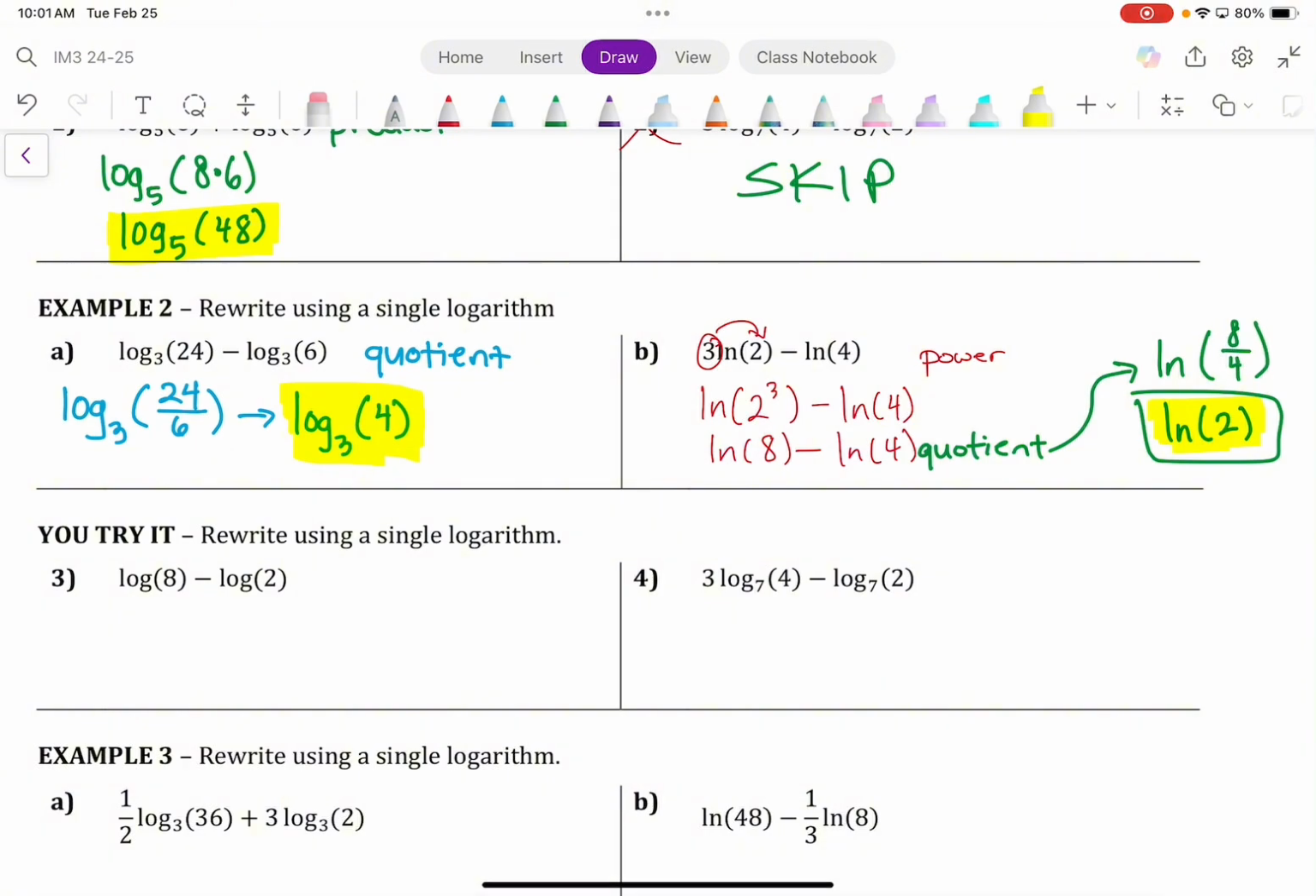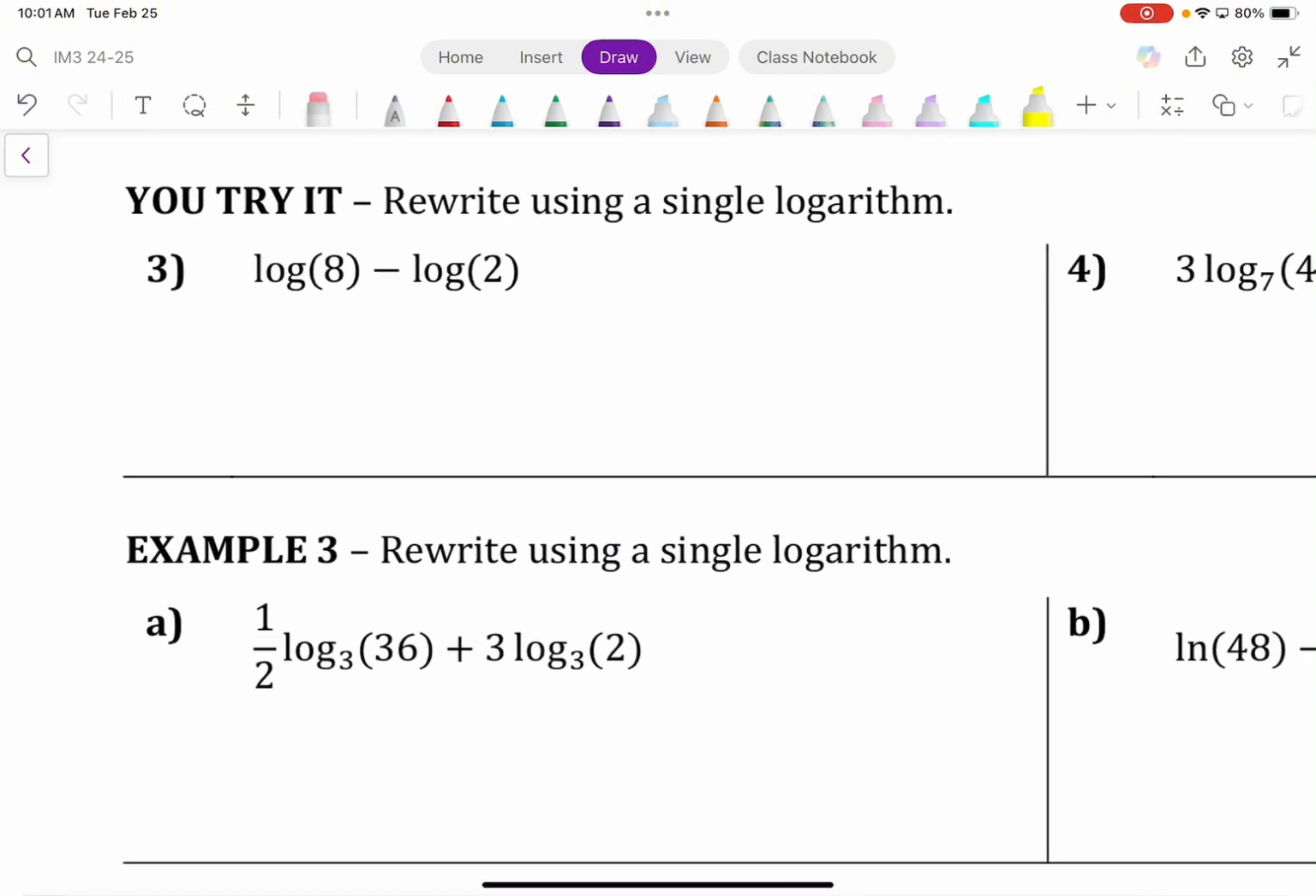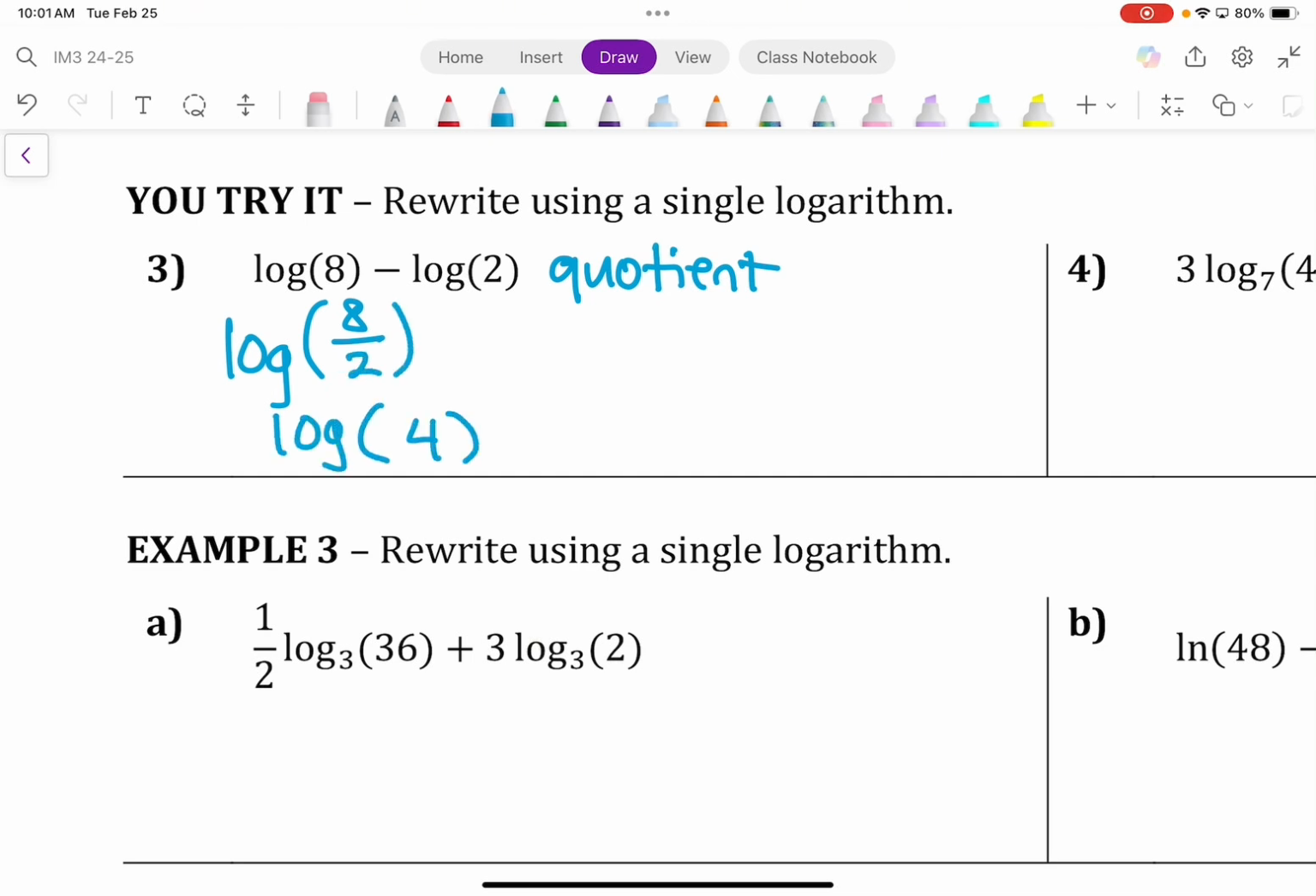All right. So let's look at number 3. What property will I use for number 3, Paulina Castillo? Quotient property. Good. This is the quotient property. And I'm going to rewrite this as log of what? Josiah, log of what? Eight over 2, which will equal log of 4. So the solution is log of 4.